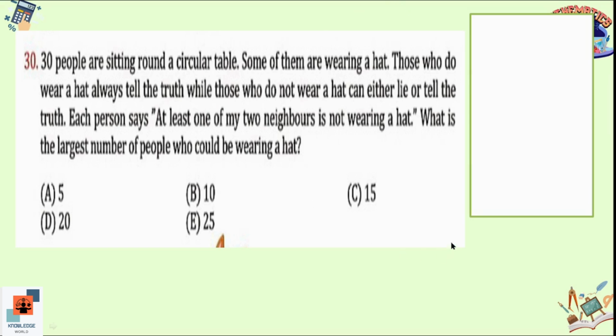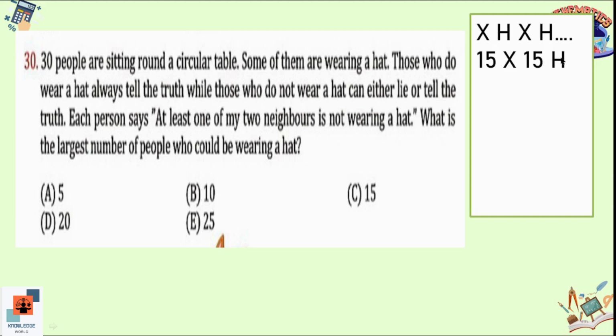So now we have to make different combinations. It is given in the question that there are 30 people in total, and at least one of my two neighbors is not wearing a hat. So let's suppose that the first person is not wearing a hat and the next one is wearing it. After that, the next one is not wearing a hat and the next one is wearing it. If we continue the pattern, out of 30, it will be a 50-50 chance. So 15 people are not wearing a hat and 15 are wearing a hat.